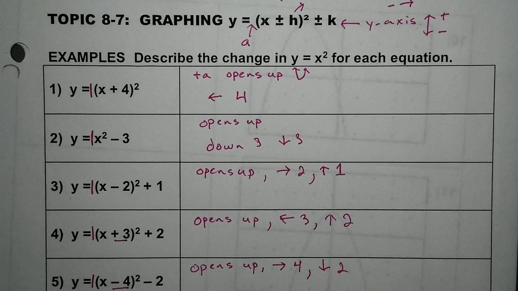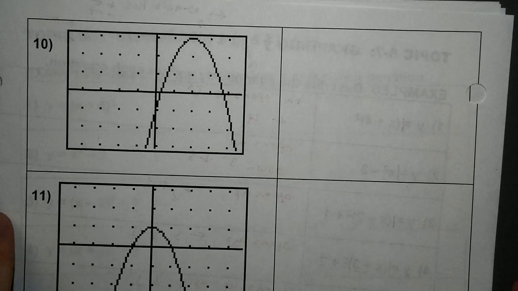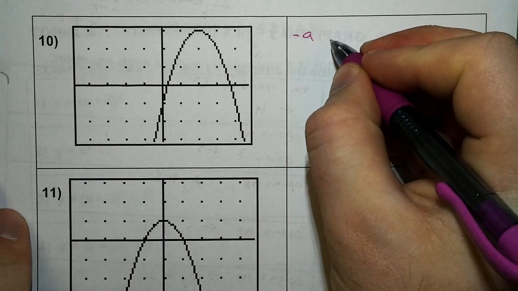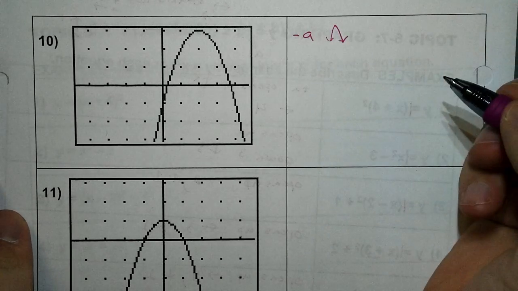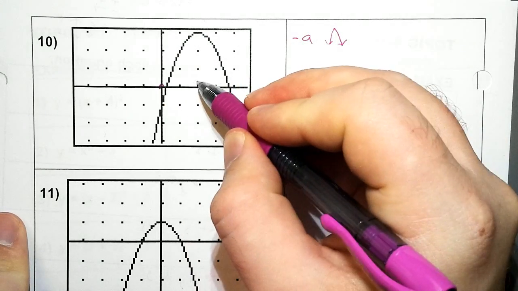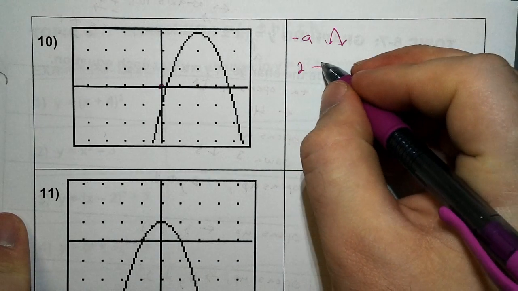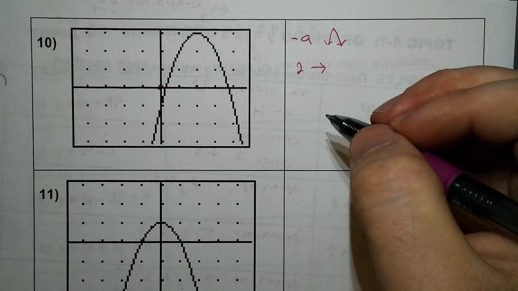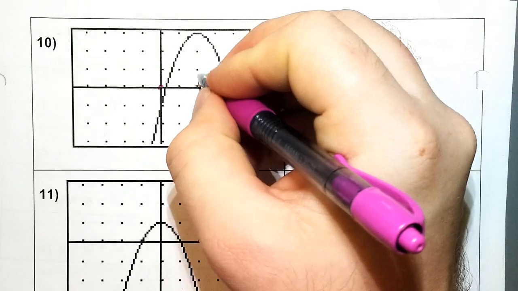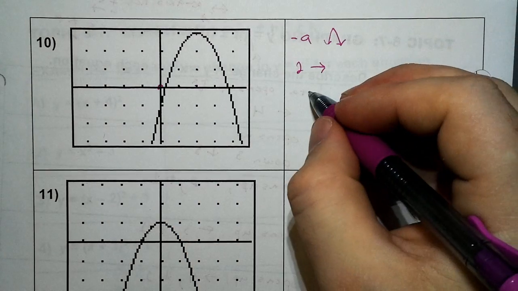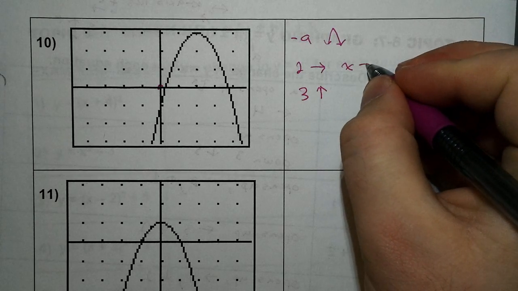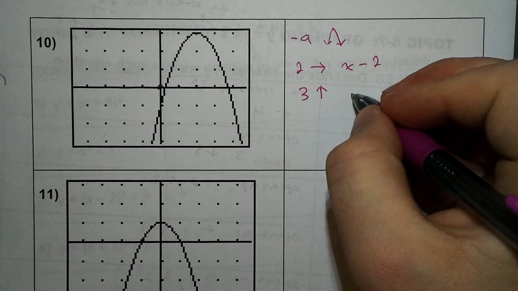Okay, let's flip over to the back. Number 10. Now, we see this one is flipped, so this time we have a negative a, because it's going down. So we know the a value. Did this move left and right from the origin? 1, 2. It does. It moved 2 spaces to the right. So this one will need parentheses, because the only way we can move x is in parentheses. And it moves 1, 2, 3 spaces up. So 3 up. So 2 to the right is actually going to be x minus 2. And 3 up, that's going to be a plus 3.